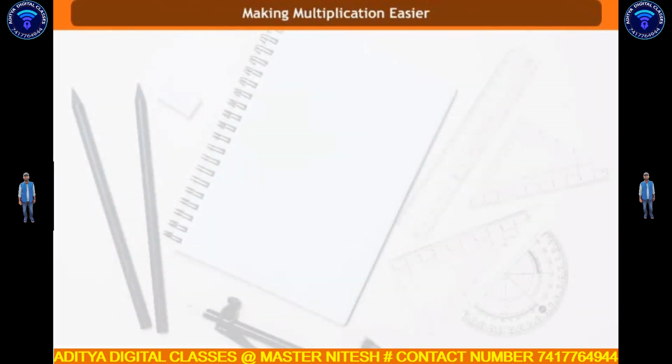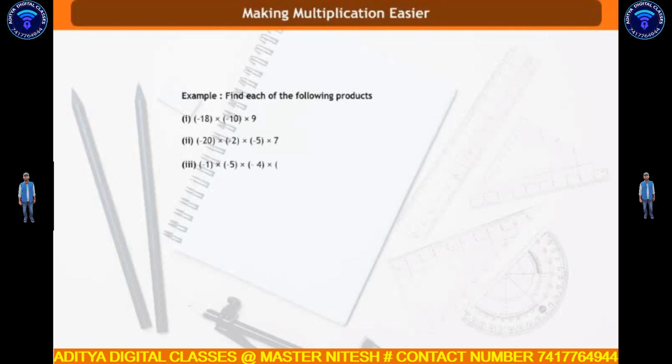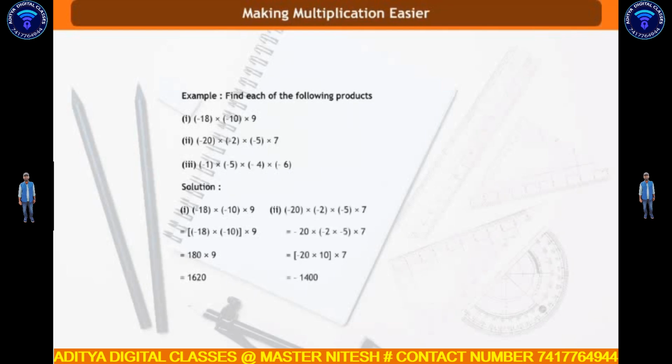Let us solve more examples. Example: find the products of the following. -18 into -10 into 9. -20 into -2 into -5 into 7. -1 into -5 into -4 into -6. Solution: by solving we get 1620, -1400 and 120.